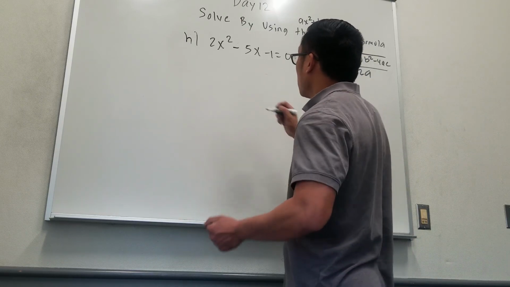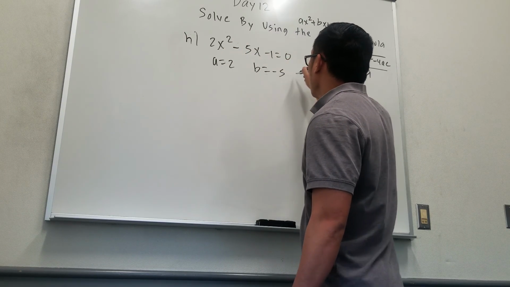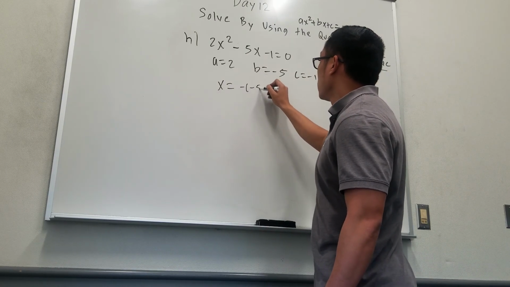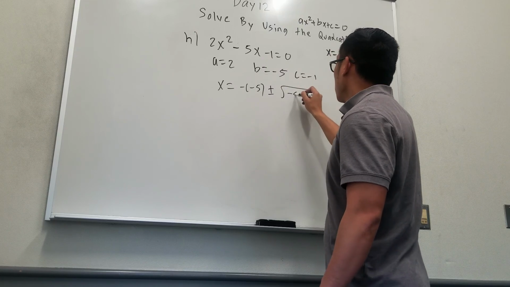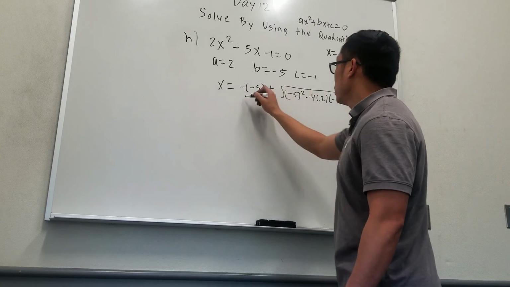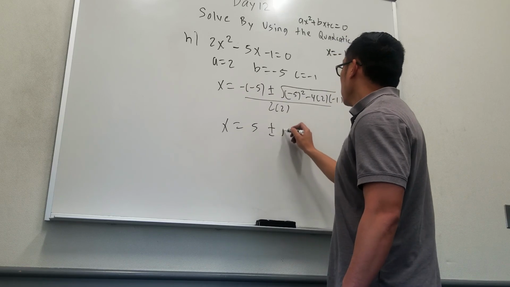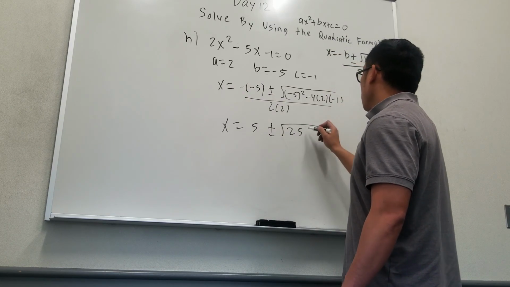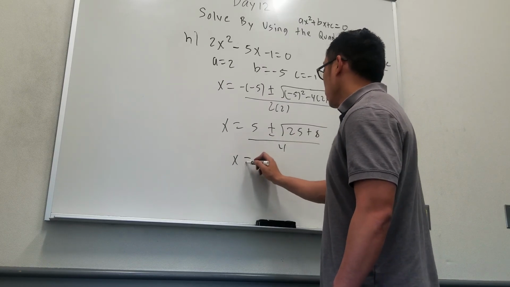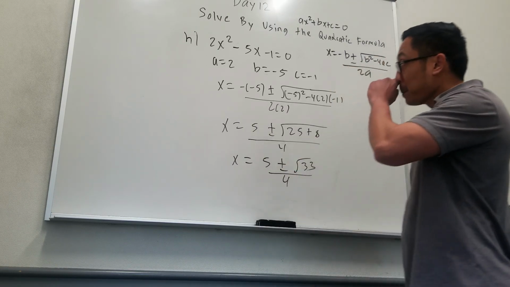So a is equal to 2, b is equal to negative 5, c is equal to negative 1. x is negative b plus or minus the square root of b squared minus 4 times a times c, all over 2 times a, right? So we have 5 plus or minus the square root of 25. This is going to be plus 8, negative and negative is positive, all over 4. We have x is equal to 5 plus or minus root 33 over 4. That's it. That's all you got to do.